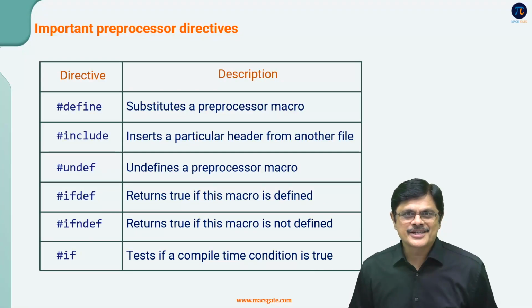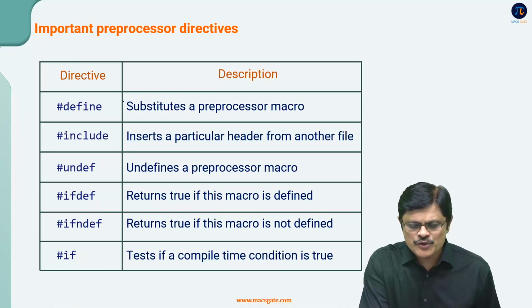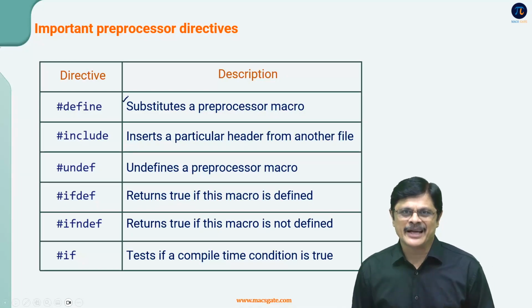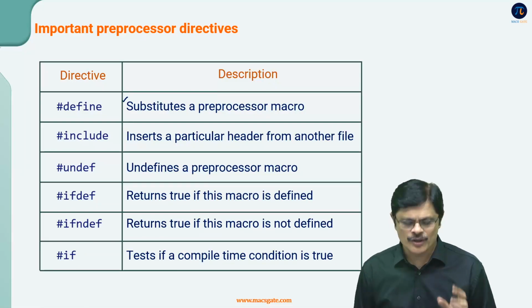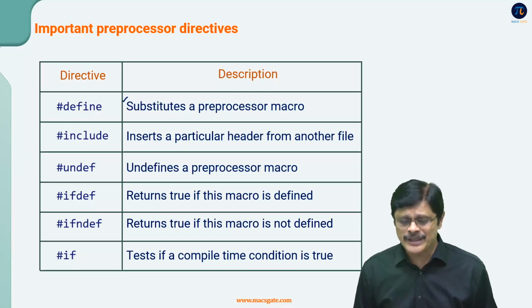Let us conclude this session with some important preprocessor directives and their description. Towards the end I'll give you one example for conditional compile. So we already saw hash define. Hash define is used to define macro constants and their substitution. Hash include is used to insert a header file into your source code.